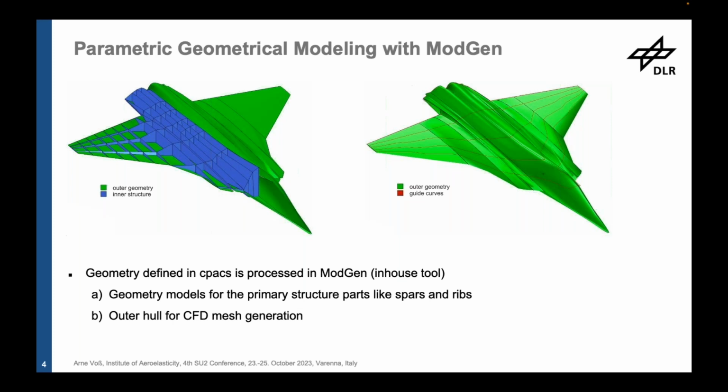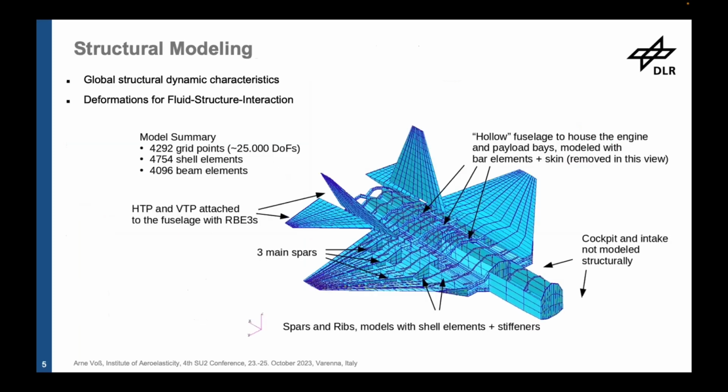And together with the upper and the lower skin, this will make our structural model of that aircraft, which I realized in Nastran. So we have an FE model consisting mainly of shell elements, plus some beam elements for stiffening of spars and ribs and this upper and lower skin.